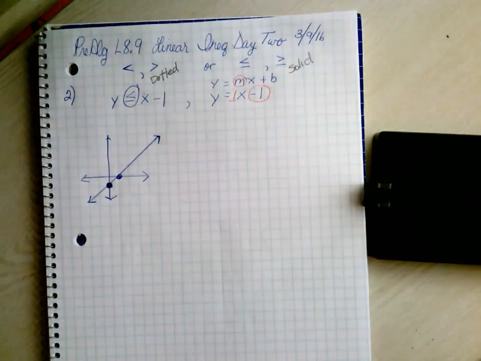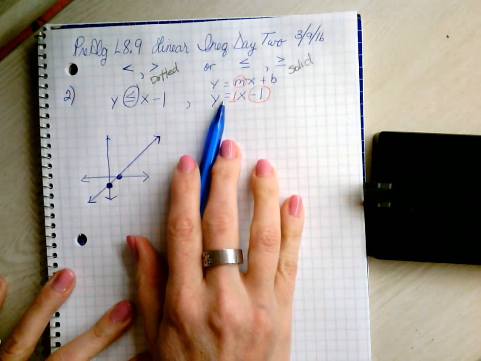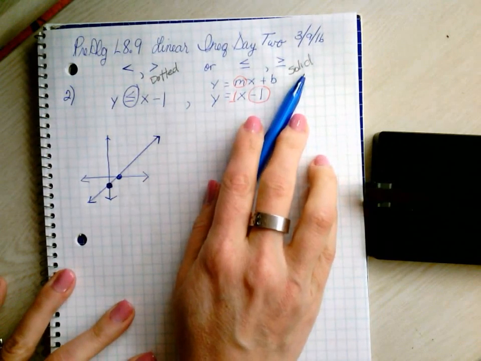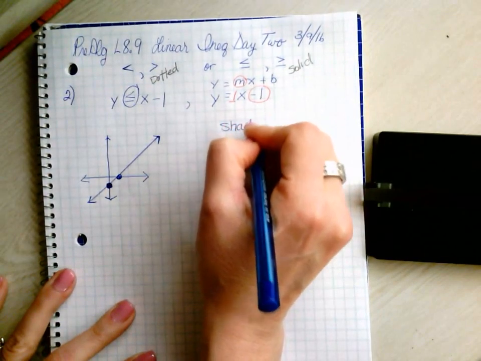Pardon me, that's not very pretty. Okay, the final step. So first, solve it as if it's an equation and graph it. Step 2, determine what kind of line to draw. Step 3, what kind of shading. What do you mean, Mrs. Myers?